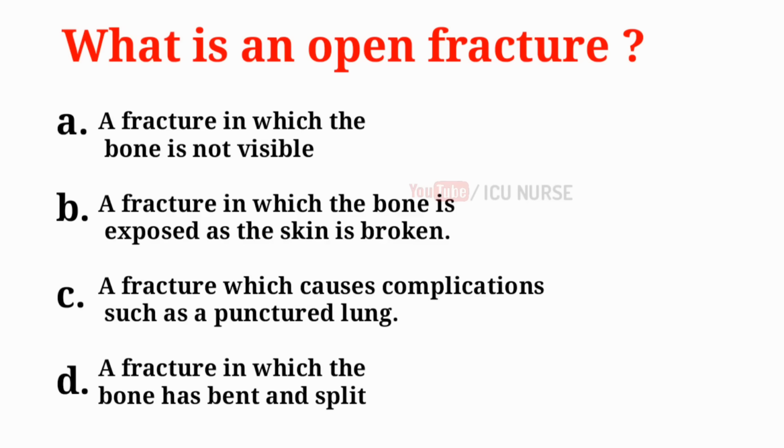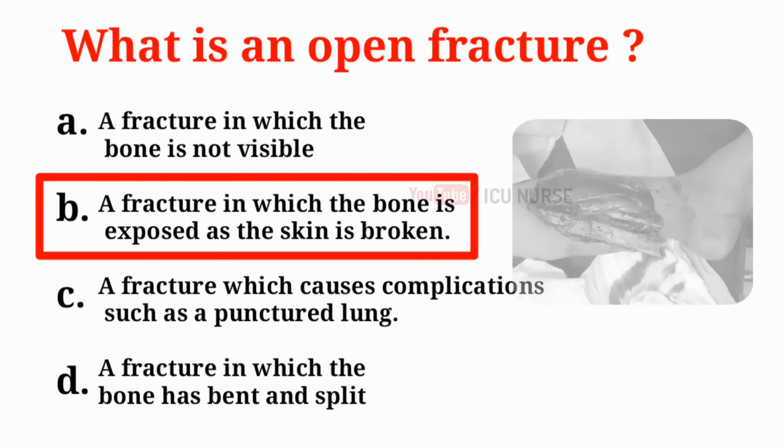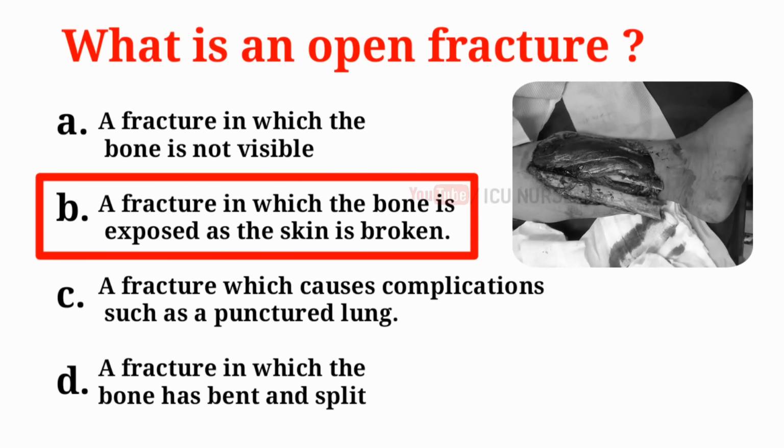What is an open fracture? A. A fracture in which the bone is not visible. B. A fracture in which the bone is exposed as the skin is broken. C. A fracture which causes complications such as a punctured lung. D. A fracture in which the bone has bent and split. And the correct answer is B. A fracture in which the bone is exposed as the skin is broken.